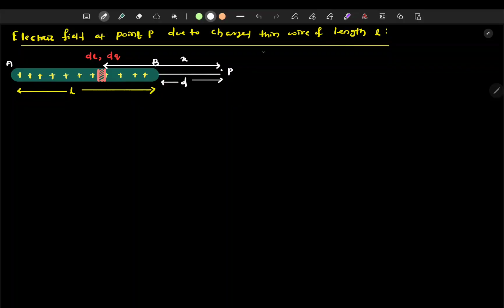Let lambda be the linear charge density. Charge is distributed along the length. So what is the lambda value? We can say the total charge is Q, so lambda is Q divided by L, or you may write dQ by dL. So what is the value of dQ? dQ is equal to lambda dL.